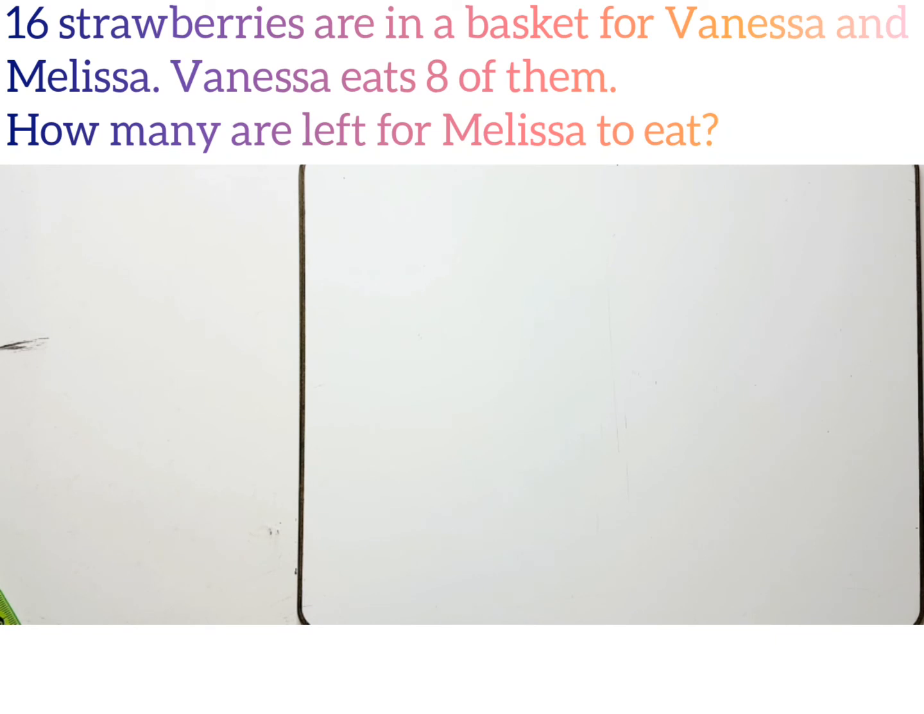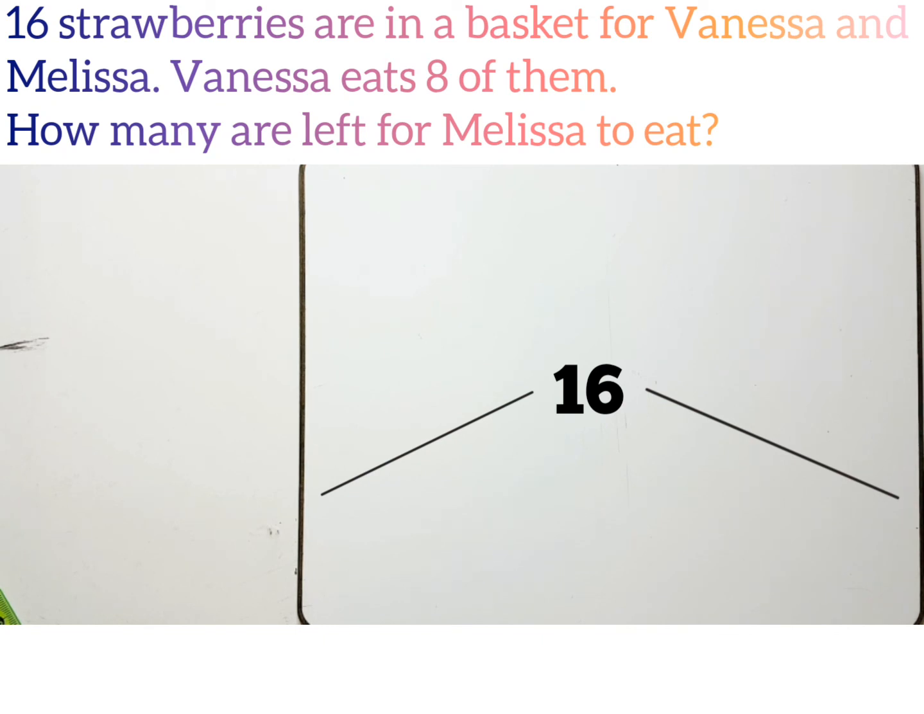16 strawberries are in a basket for Vanessa and Melissa. Vanessa eats 8 of them. How many are left for Melissa to eat? The first step was to read. The next step is to draw. So I know that there are 16 strawberries in a basket. Is this a part? No, this is my total. So I know that my total is 16.